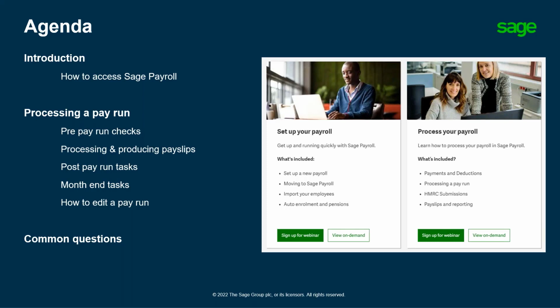We'll remind you how to access Sage Payroll and show you the software in a little bit more detail. So we'll take you on a tour of the software. We'll show you how to prepare before you process your payroll and then move on to the 4-step process of running a pay run. This will include completing the pay run, producing the pay slips, and we'll take you through the submissions that you need to make to HMRC.